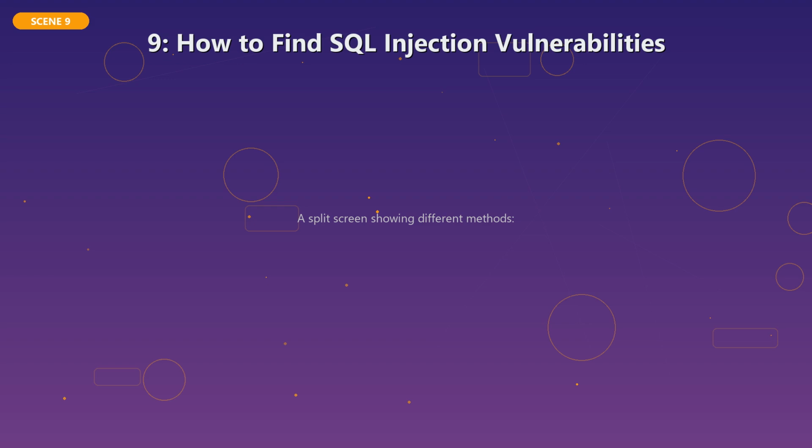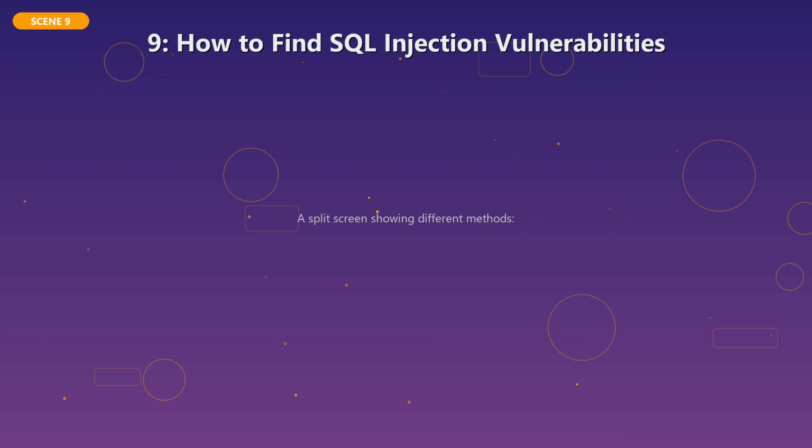Secondly, automated tools are indispensable for efficiency and scale. Tools like SQLmap are powerful open-source penetration testing tools that automate the detection and exploitation of SQL injection vulnerabilities. They can identify the type of database, enumerate tables and columns, retrieve data, and even execute commands on the underlying operating system.